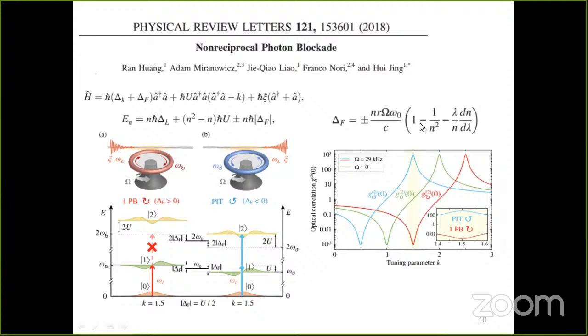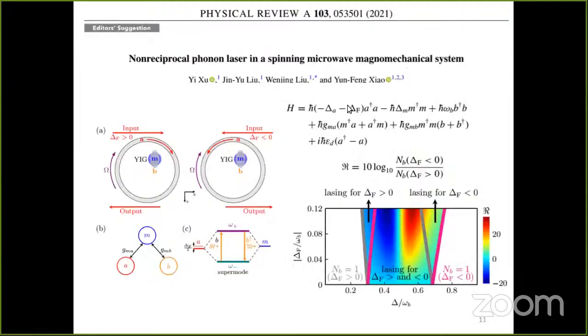So as this resonator rotates, depending on the spin direction, that means we are driving the system in a clockwise or counterclockwise direction, we can observe different types of effects. Here, a transformation from photon bunching statistics to photon antibunching statistics is shown, depending on the direction of this propagation. And based on a similar idea, a phononic laser is also proposed in magnetic systems.